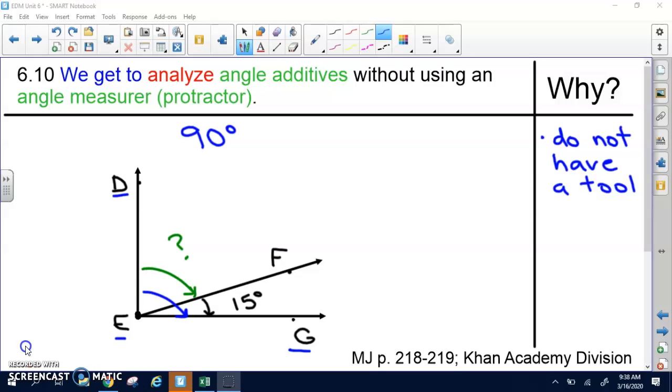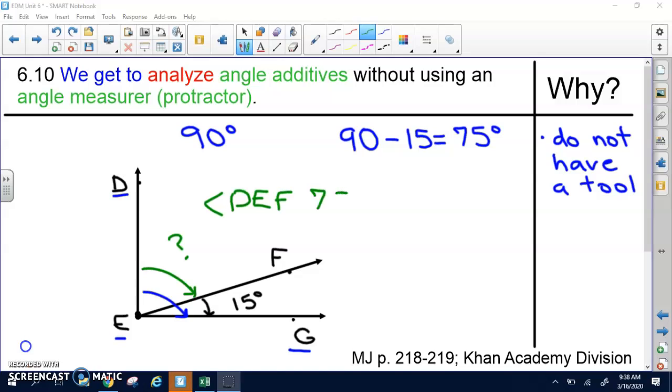So we are going to take the fact that we know 90 degrees is our right angle, and we know that FEG is 15 degrees. So we are going to subtract those two to see what we have remaining, and we are going to discover that angle DEF is going to be 75 degrees. So we can use subtraction to help us find our unknown angle measurement of angle DEF being 75 degrees.